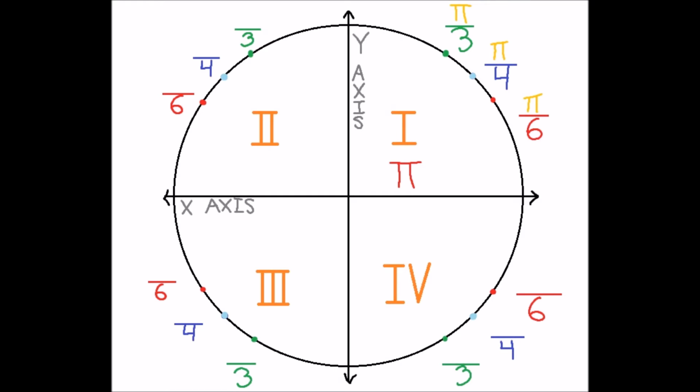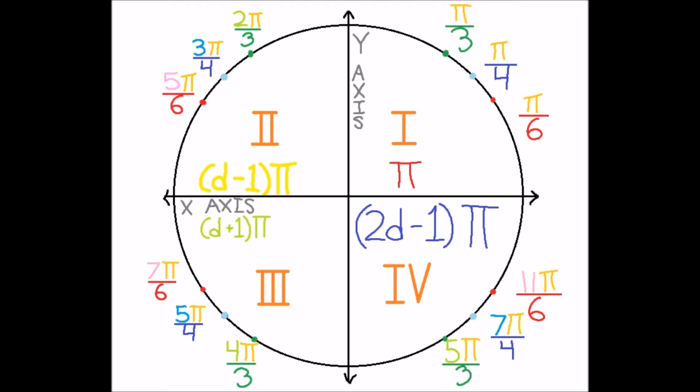The numerators in quadrant 1 are only pi. The numerators in quadrant 2 are the denominator minus 1 in pi. The numerators in quadrant 3 are the denominator plus 1 in pi. And the numerators in quadrant 4 are the denominator times 2 minus 1 in pi. If you can remember which denominators go for each angle, you can use the pattern to find the numerators.